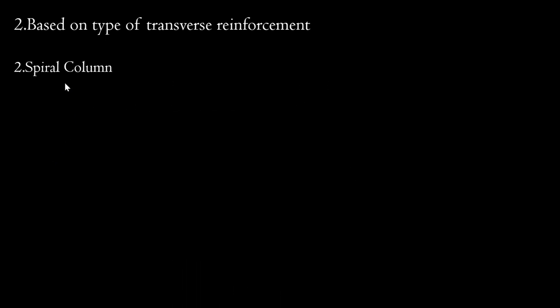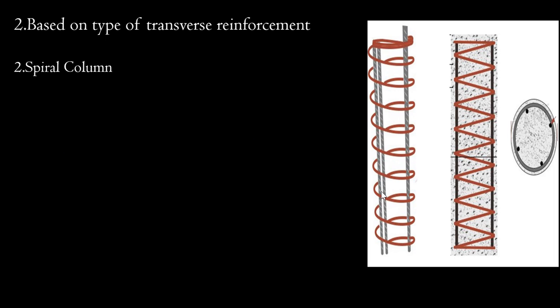Next one is the spiral column. That is, if you are providing the transverse reinforcement in the form of spirals, you can see here one bar starts from here and goes throughout the length, like this. This is called a spiral column. If you take a cross section over here, you can see the spiral like this. This is a cross section taken longitudinally at the midsection, and this is another cross section.